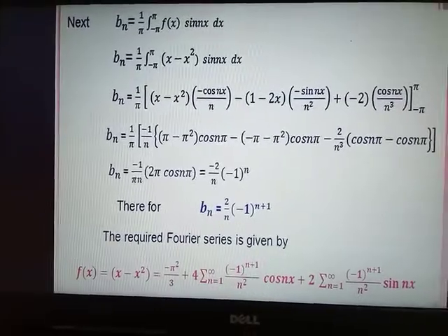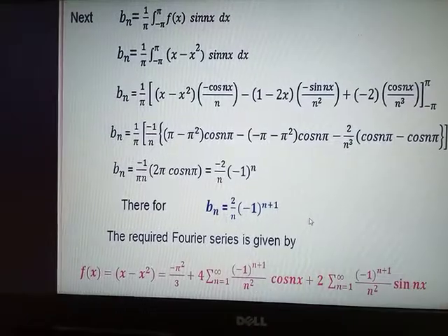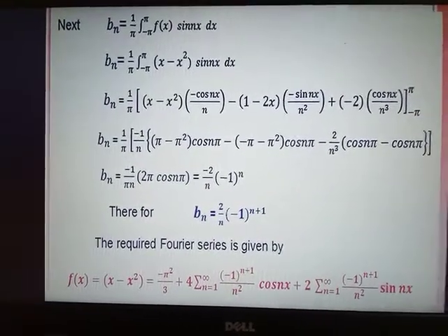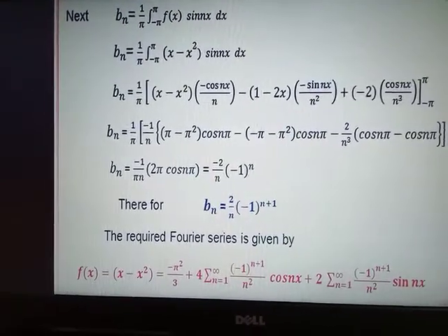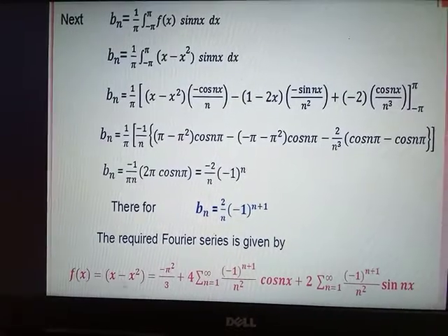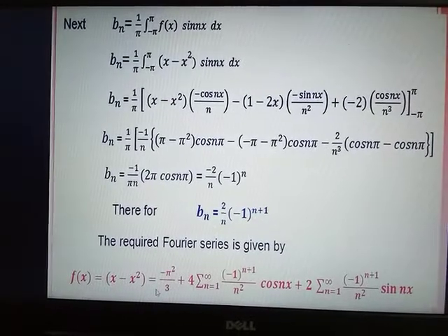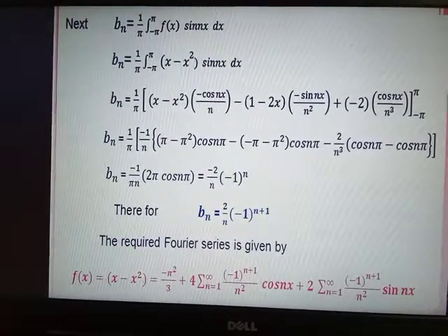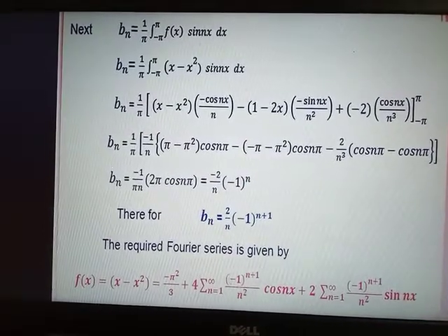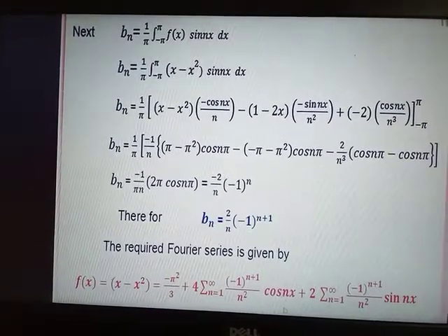Then the Fourier series is given by substituting all the values of the coefficients a0 by 2, an and bn in equation 1. We get f of x is equal to x minus x square, which is equal to minus pi square by 3 plus 4 into summation n running from 1 to infinity minus 1 raised to n plus 1 divided by n square into cos nx.